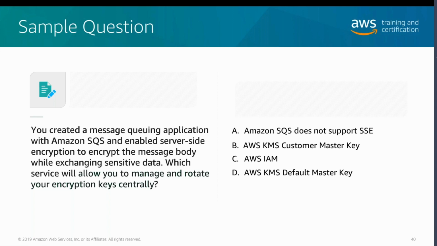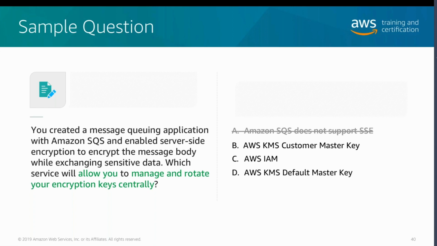So here's the key part of this question. Let's see if we can highlight it there. It allows you to manage and rotate your encryption keys centrally. And since I clicked too fast, it struck out A for you. So you only have to pick one of the three. So what do you think? Which one of these would allow you to manage and rotate your encryption keys centrally?